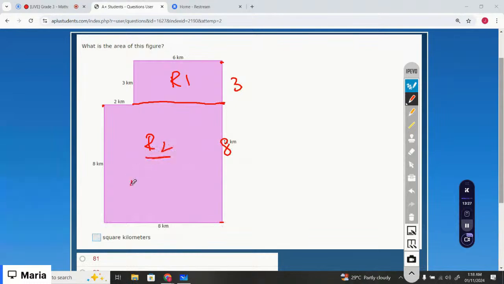You have to do length times width. So length is 8, width is 8. You have to do 8 times 8, right? So 8 times 8 is 64. That is the area of the rectangle 2, right? Now look at the rectangle 1. This length from here to here is 3, and from here to here that is 6. So 3 times 6, got it?